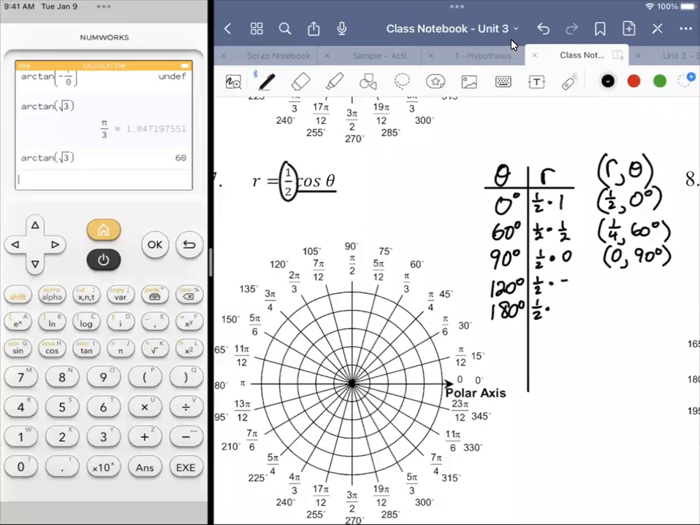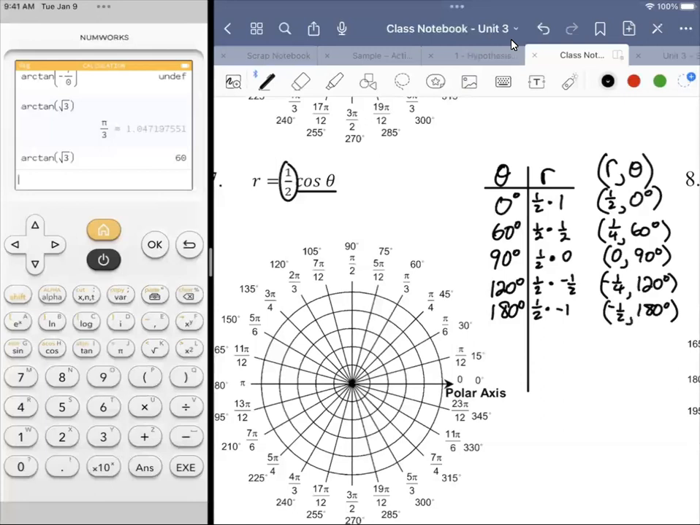120 is negative 1/2. So negative 1/4, 120 degrees. And then 180. Cosine of 180 is equal to negative 1. So negative 1/2 in the direction of 180, which is really, the way of saying it, it's actually not in the direction of 180, it's the opposite direction, right?